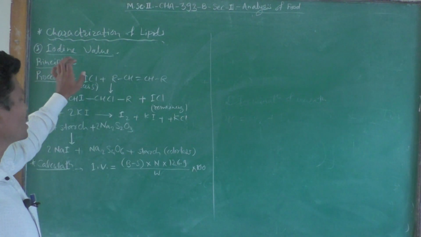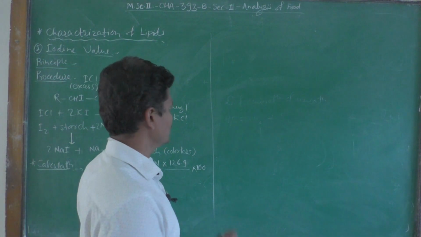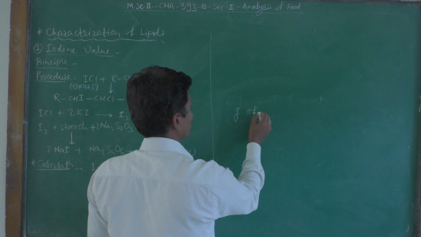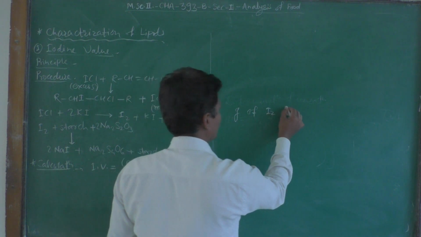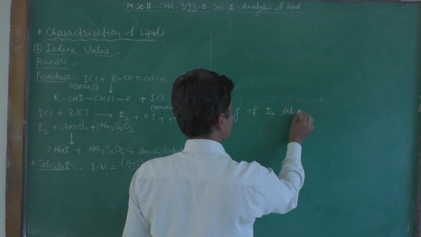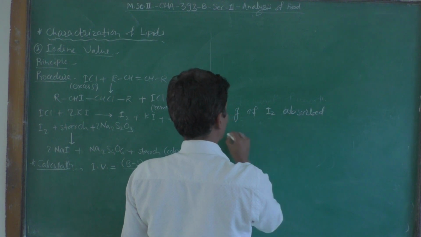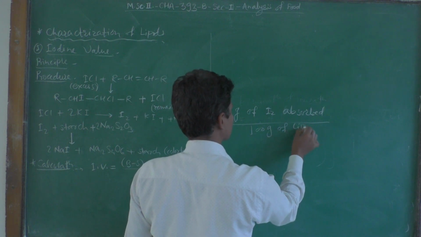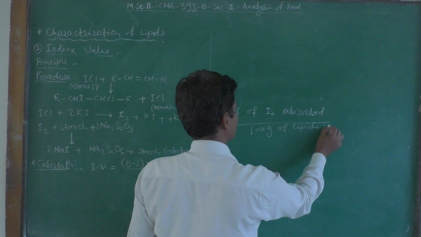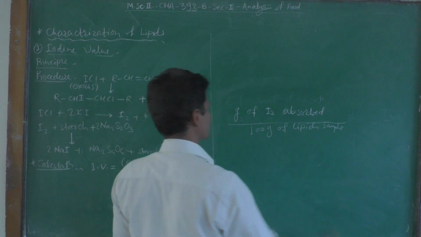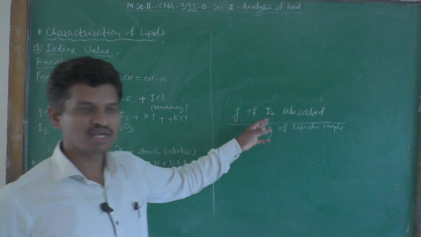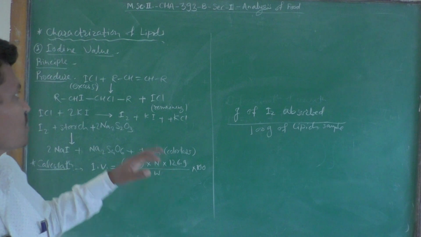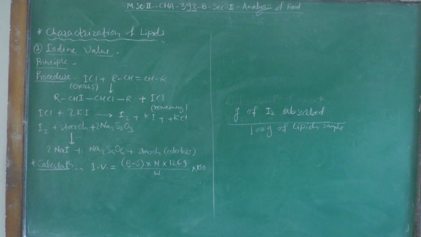Now what is the definition of this iodine value? Iodine value is defined as grams of iodine absorbed per 100 grams of lipid sample. So this is the definition of iodine value, IV.